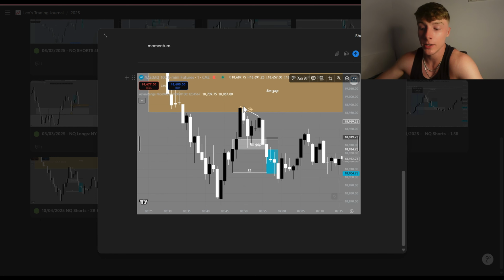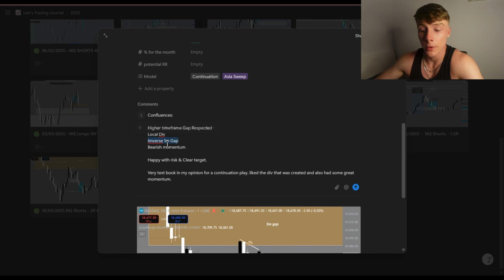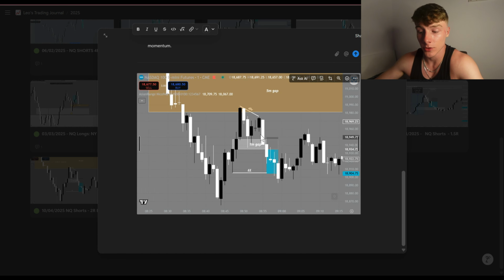This 5 minute gap here, as you can see, we're starting to see some rejections on the 1 minute. And upon doing so, we've created a divergence. This is a bearish divergence, giving us a strong confluence that the market is going to want to distribute lower. We also have the 1 minute inverse gap that would have also closed on ES. You can see here that we haven't entered here because the gap hasn't been closed, but on this candle, the candle has closed the gap. And this would have been the same on ES.